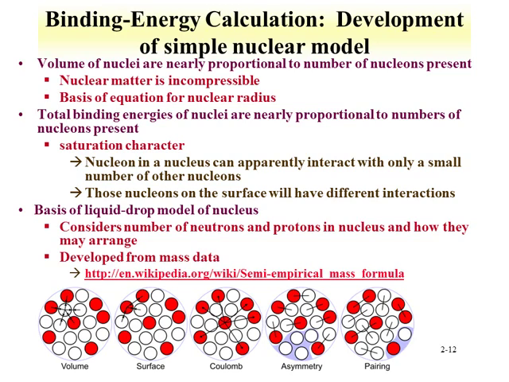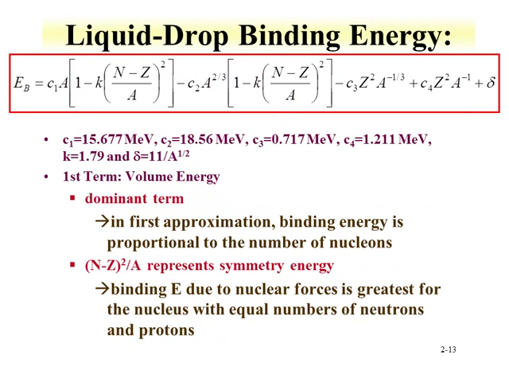So basically, we're going to use these very simple concepts to develop something called the liquid drop model of the nucleus. We'll use our data to develop some terms, but the variables will be the number of neutrons and protons in the nucleus and how they arrange themselves. There's a URL from Wikipedia that has a reasonable explanation of the semi-empirical mass formula, which is the basis of this liquid drop model.